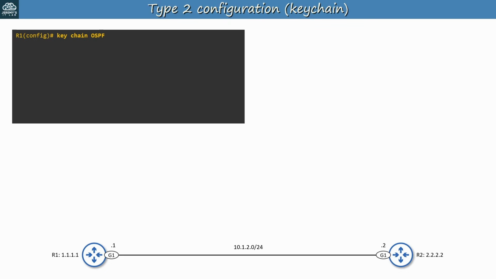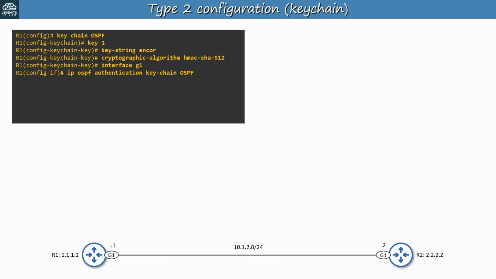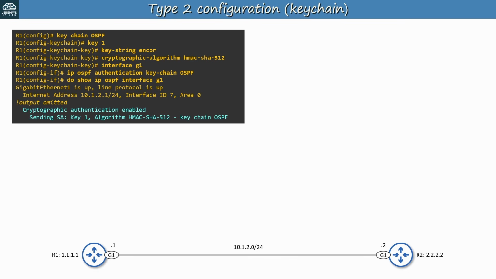I'll start with R1. First, I created a keychain named OSPF. Within that keychain, I created key 1. Then I configured the key string, ENCOR, and then specified HMAC SHA 512 for the cryptographic algorithm, which creates a 512-bit digest. The final step is to apply it to the G1 interface with ip ospf authentication key-chain OSPF. And here's the output of show ip ospf interface. Type 2 cryptographic authentication is enabled, and it's sending key 1 in the keychain OSPF.